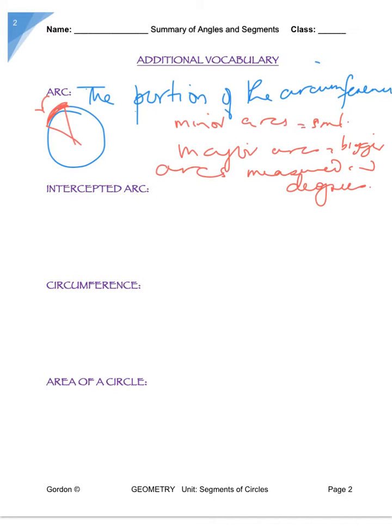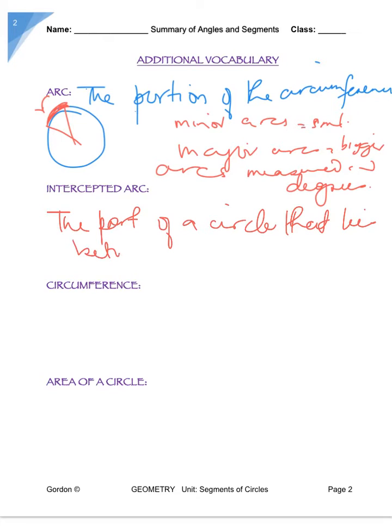Next, we have intercepted arc. An intercepted arc is the part of a circle that lies between two lines that intersect it. Now let's look at this guy.